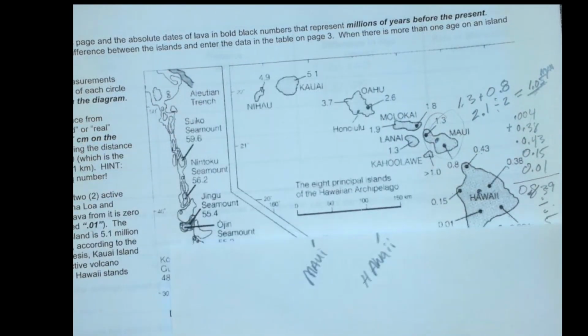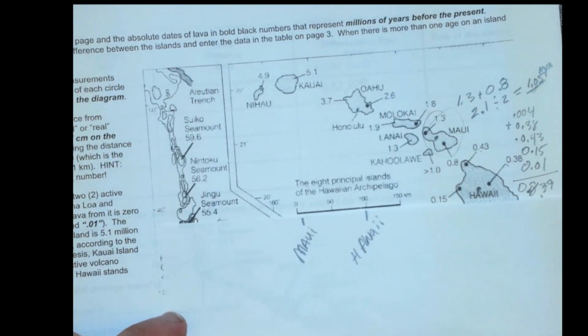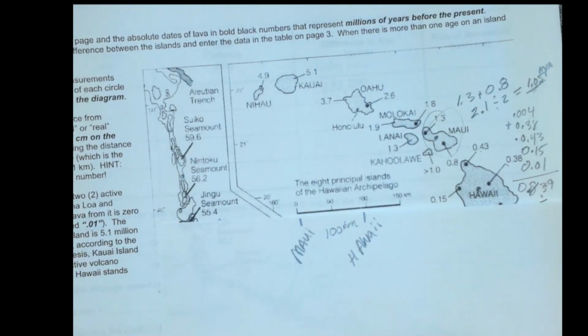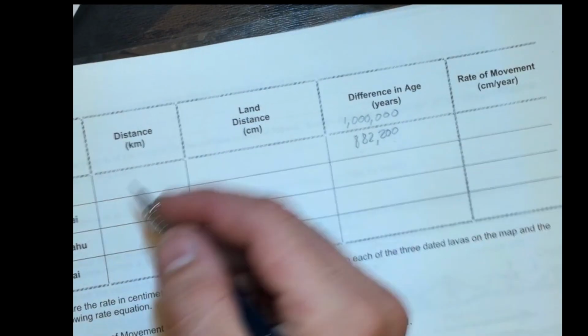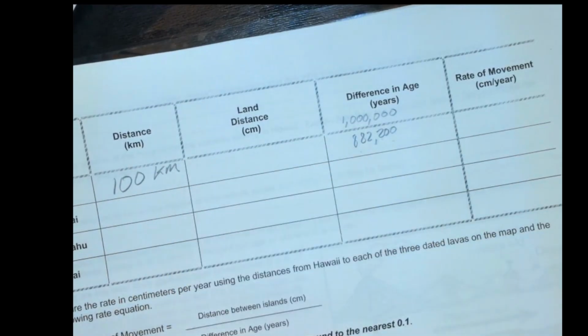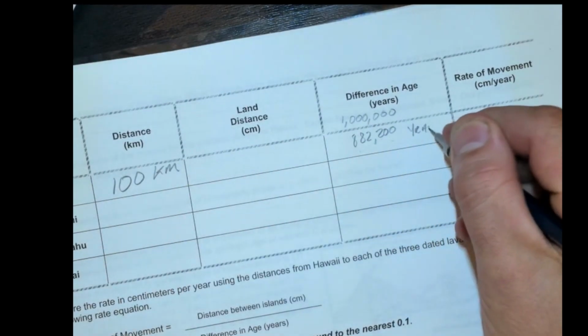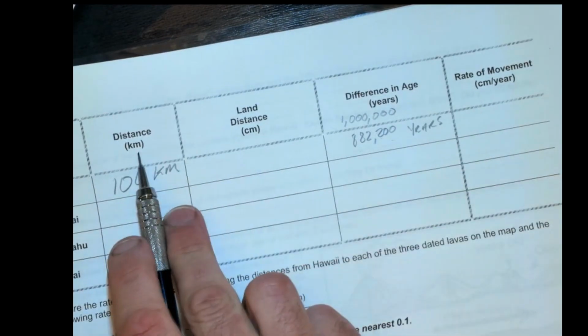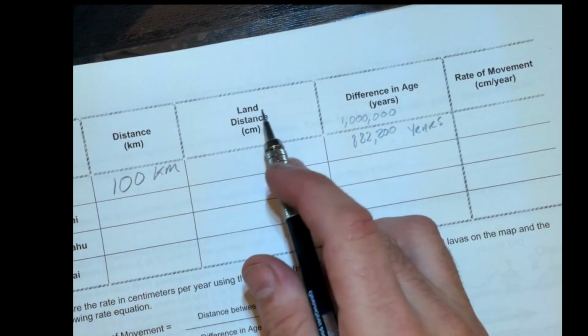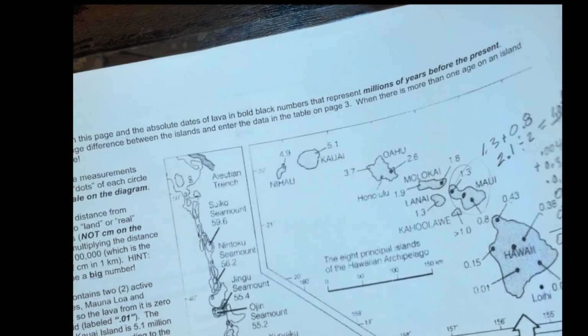All right, so now that I have this, I could line it up on my scale, and it looks to be a hair short of 100 kilometers. I'm going to call it 100 kilometers. I think that's close enough for what we're doing. So I'm going to go back to my page 3, and our distance would be 100 kilometers. Again, this one's in years. Also says it up here. Now I have to convert to find my land distance.